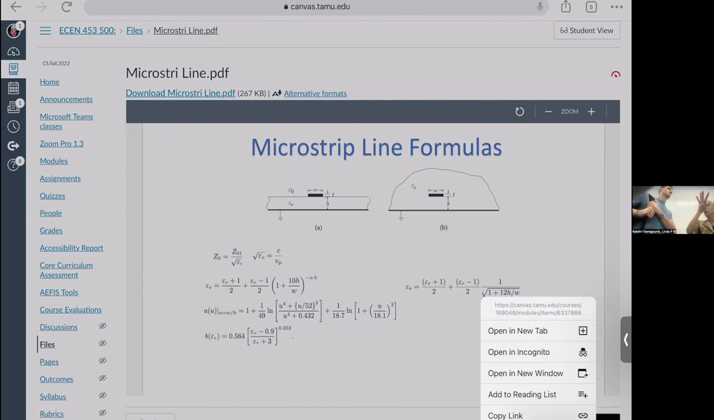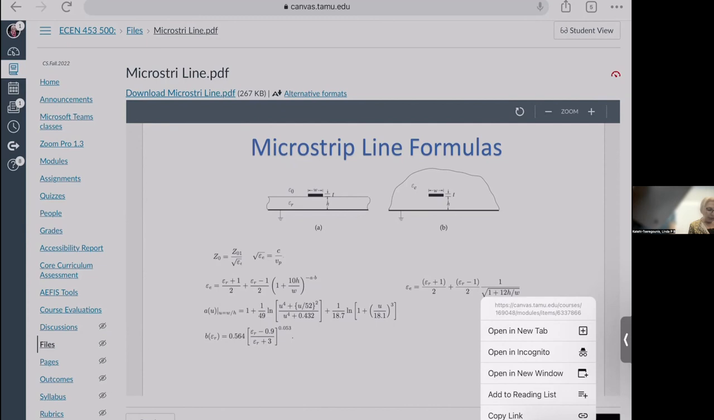That would just be for the length of the stub, right? You're finding the geometry, the length and width of the stub. You have the length of the stub, but that's what it's referring to, right? Yes. But I give you epsilon sub r and h.